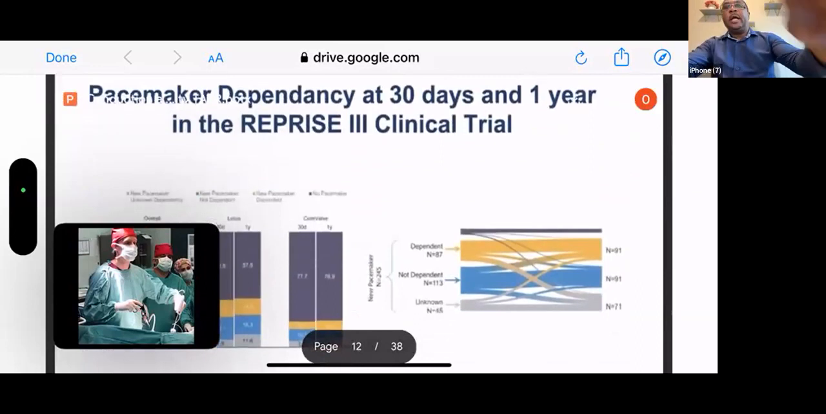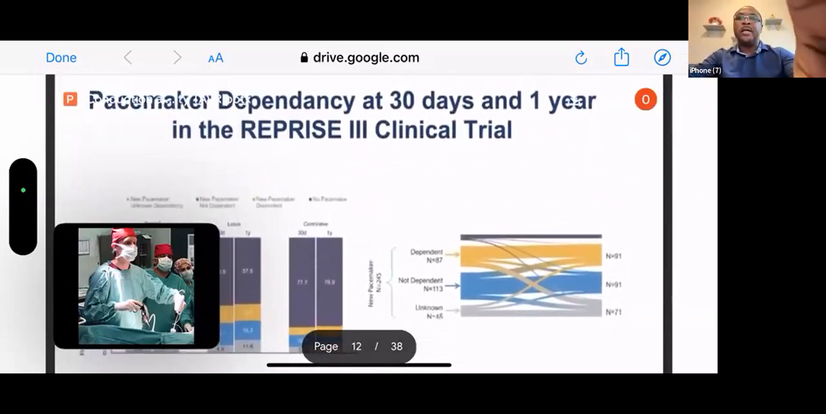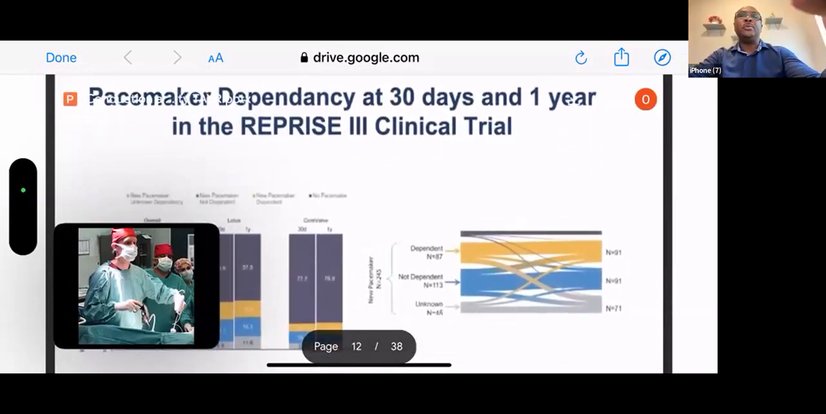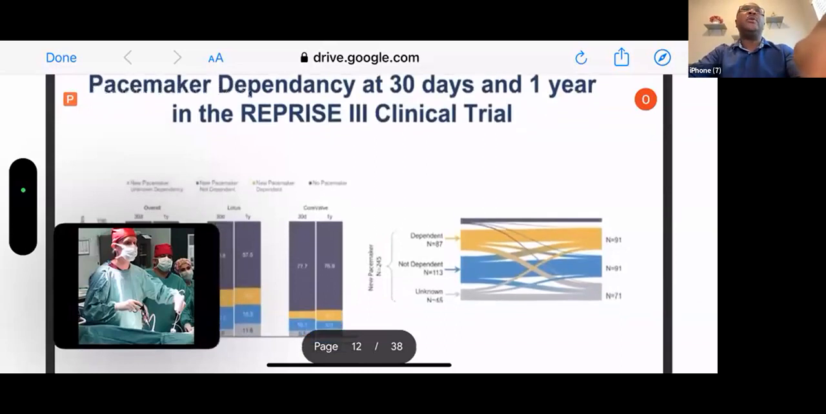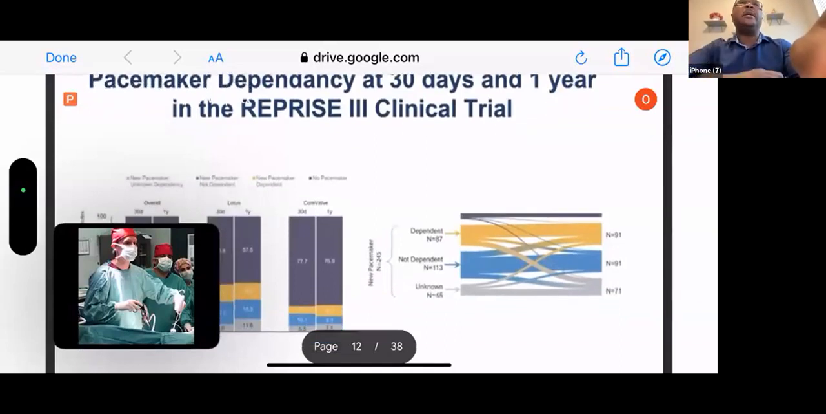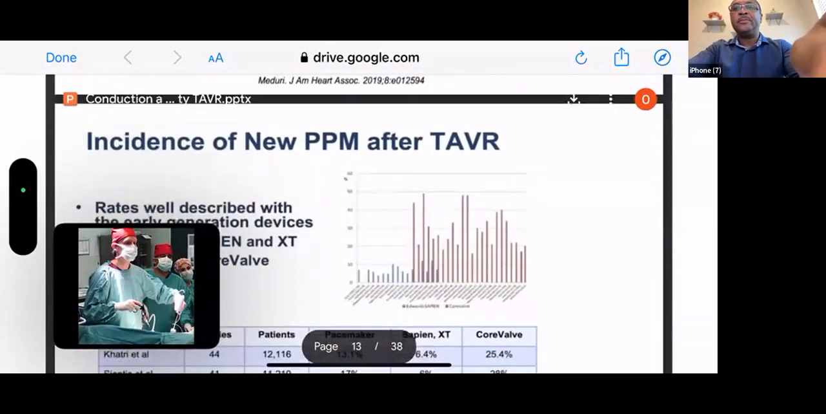So the PRIZE three clinical trial was looked into because some of those patients that we know that got permanent pacemaker, we wanted to look at how many of those patients were eventually pacemaker dependent. And you will see from this slide that when you look at 30 days as opposed to 1 year, there's a decrease in number of patients who are pacemaker dependent. So meaning that some of those patients who really got the pacemaker may not eventually need the pacemaker.